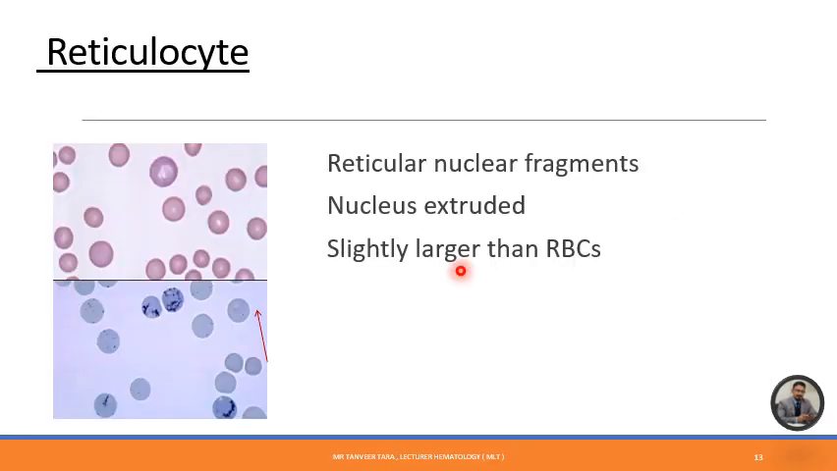And this one is the reticulocyte. So reticular nuclear fragments are here. This one is nuclear material, and this is a reticulocyte on supravital stain.